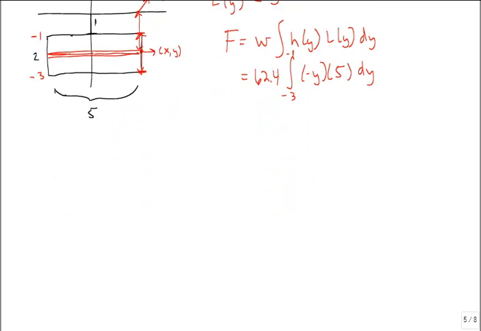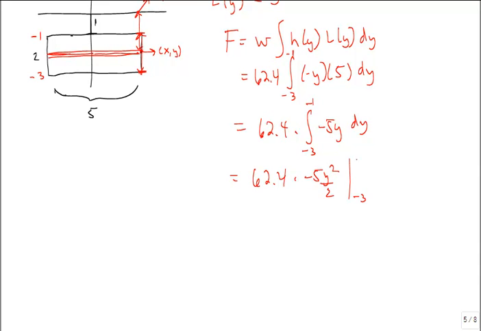So when I go to integrate that, I'm going to get 62.4 times the integral of -5y dy from -3 to -1. So that's 62.4 times -5y squared over 2 from -3 to -1.